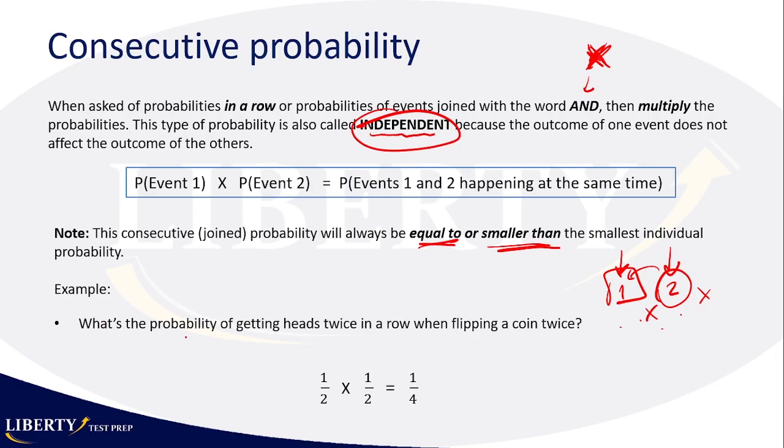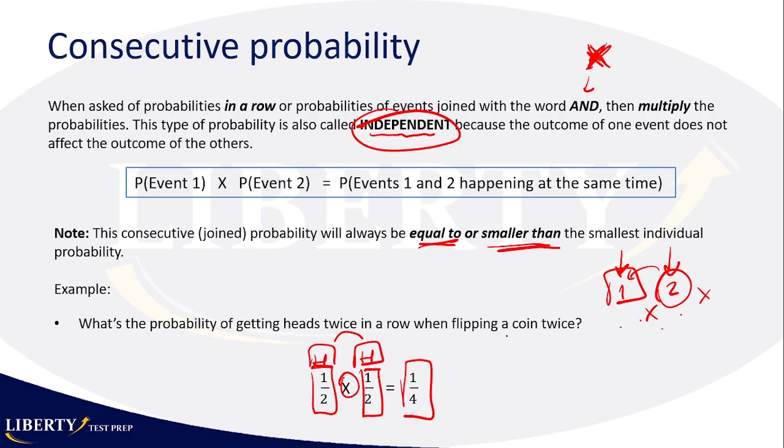So what's the probability of getting heads twice in a row when flipping a coin? So first, you get one head. Probability of getting one head when you throw a coin is 1/2, right? Now the probability of getting a second head is independent because the first result doesn't affect my second outcome. So I have 1/2 here too. Now what do we do? We multiply, and you get 1/4. So the probability of getting 2 heads in a row would be 1/4.